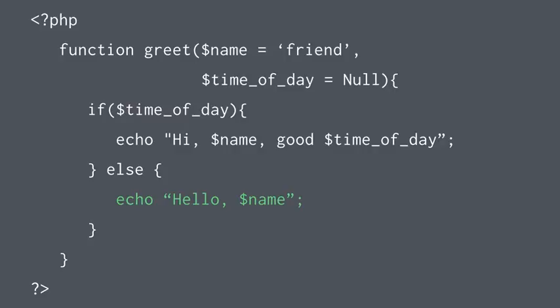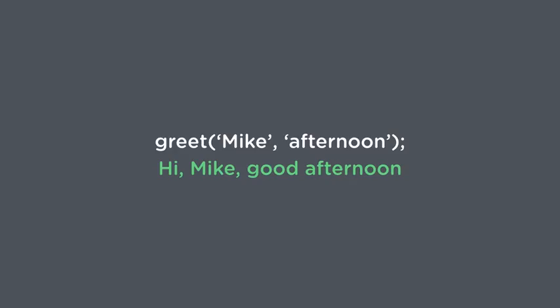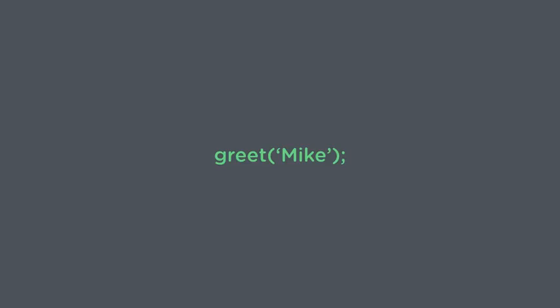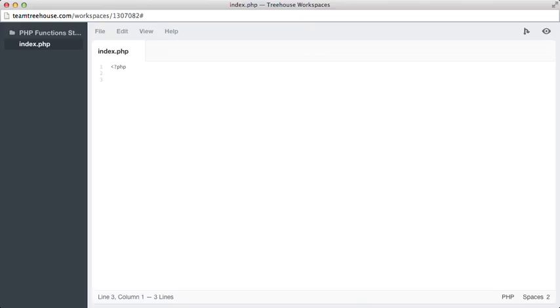This way, I can still say greet Mike afternoon and get hi, Mike, good afternoon. But I'm also able to just pass through Mike to our greet function without the time of day, and we'll end up getting this back. Hi, Mike. So now let's take a look here in Workspaces on how to work with default arguments.